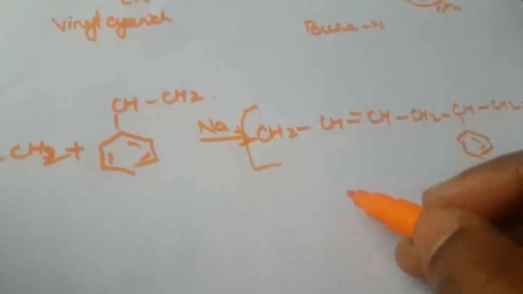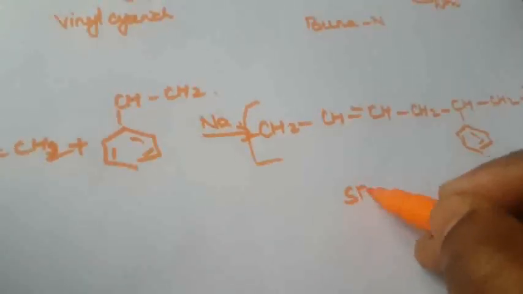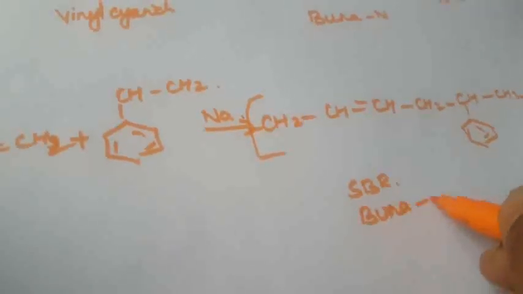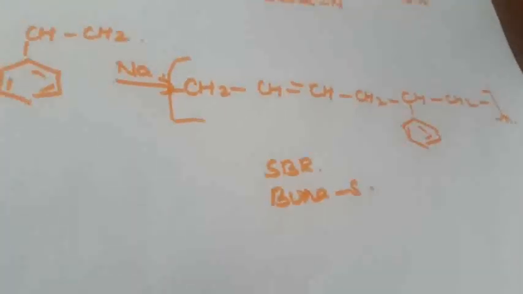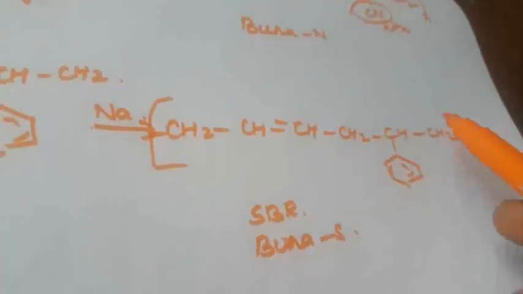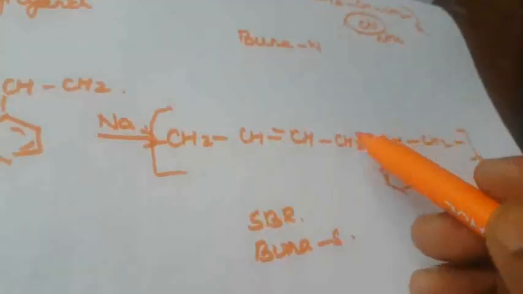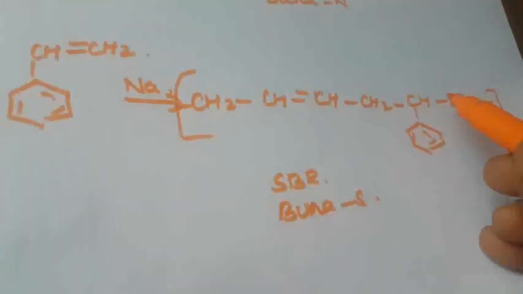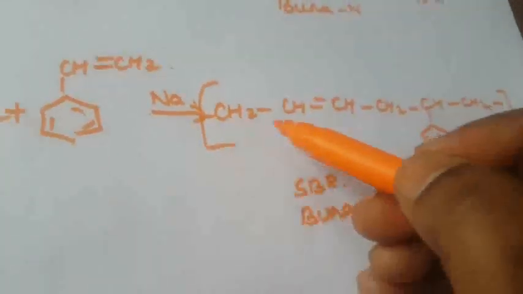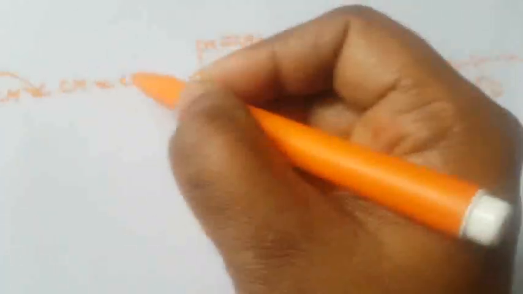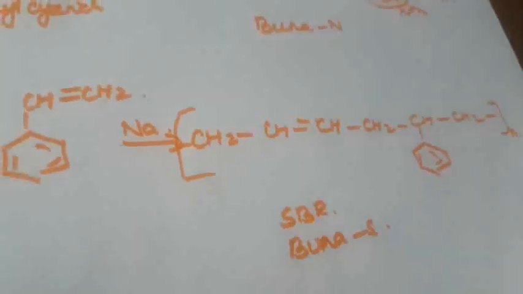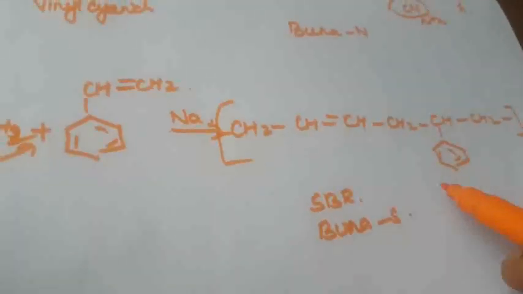So here that is called SBR or Buna-S. That is butadiene containing styrene. This is the styrene compound, right? CH2. So here also only one double bond is there. This bond will be removed, so this one will be on that side. So only the double bond will be present here. This is the styrene structure.